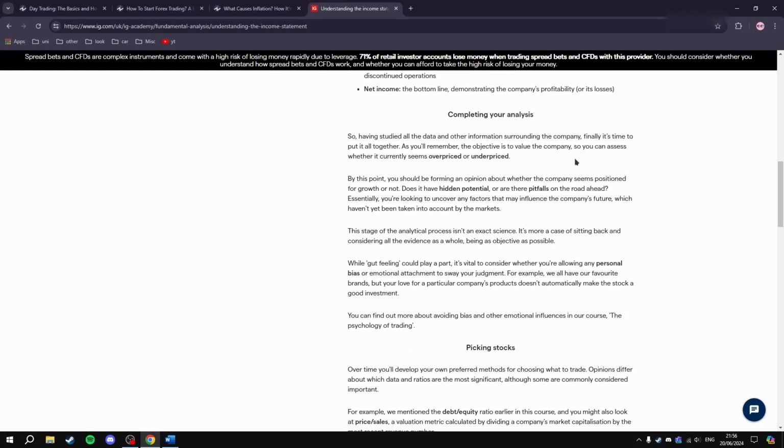Net income, the bottom line, demonstrating the company's profitability or its losses.